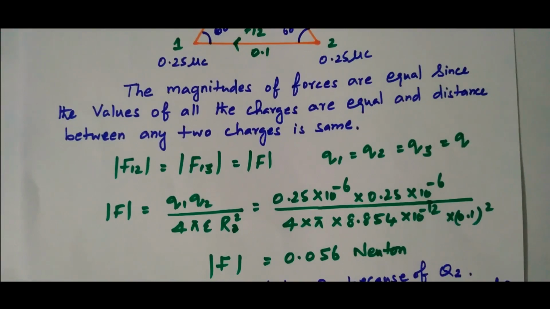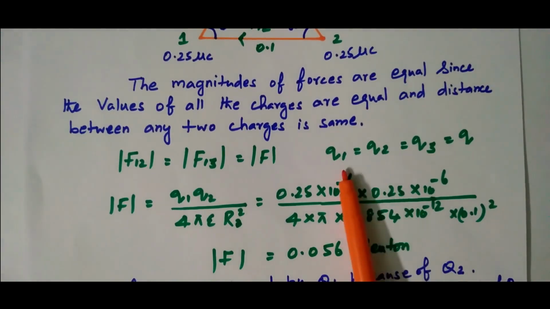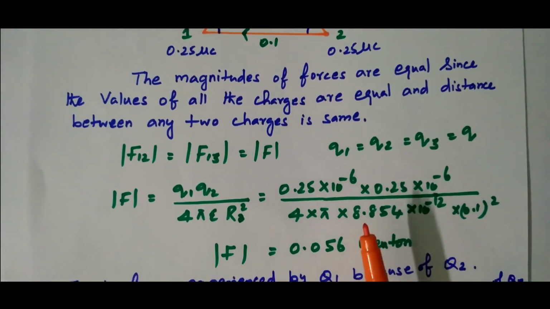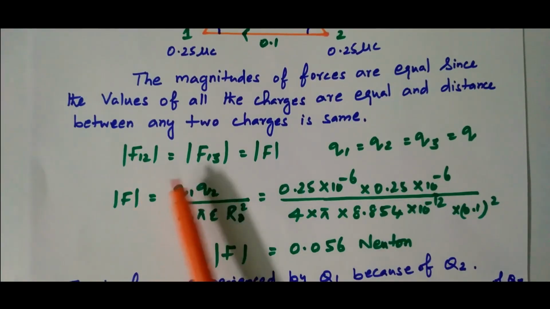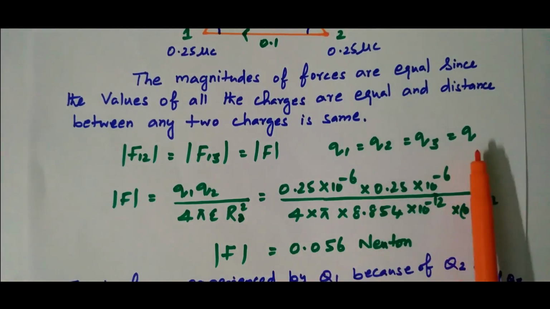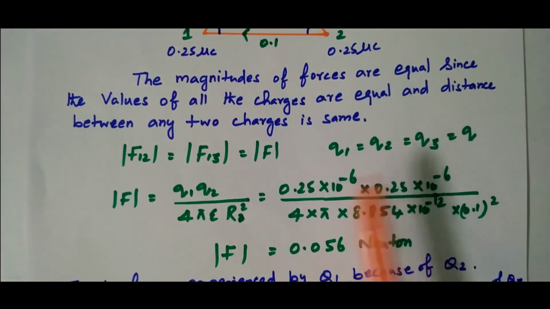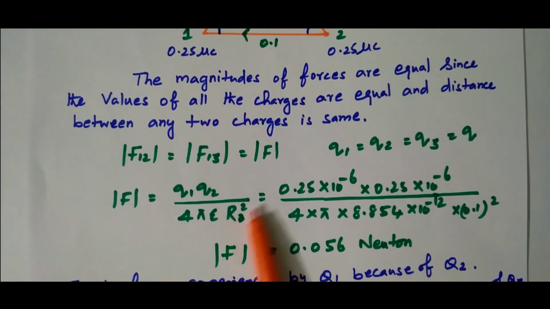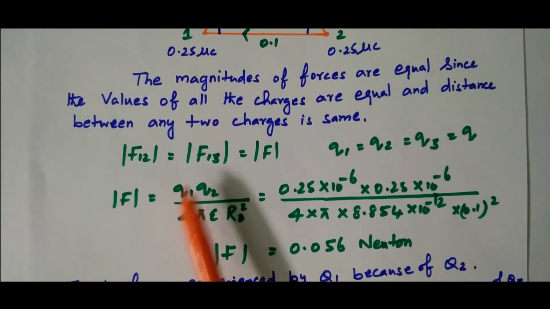The important thing here is the charges are equal, q1 equal to q2 equal to q3, that is equal to q. So the forces are also equal, F12 equal to F13, that is equal to F, because the charges are equal and the distance is also equal. So the force between the charges will be q1 q2 divided by 4 pi epsilon r square. Right? Here we are using the scalar form. In the previous problem we used the vector form, here the scalar form.